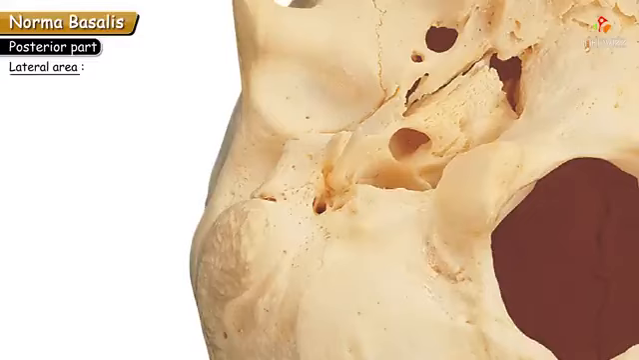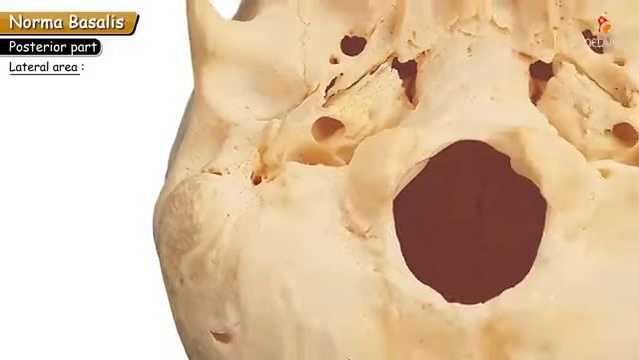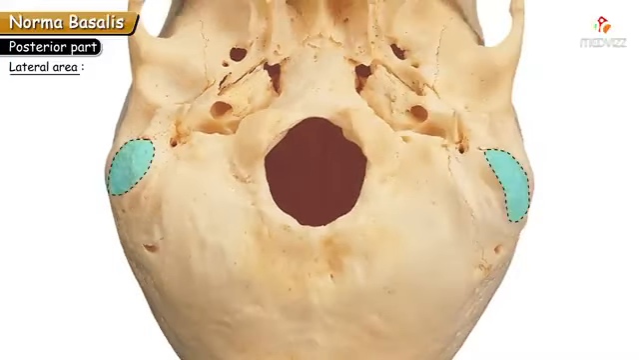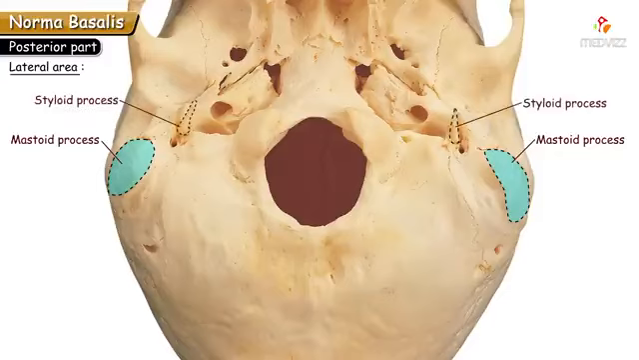The other bony prominences we can see in the posterior part include the styloid process of the temporal bone, which is seen in Norma lateralis also. It is a sharp conical projection near the tympanic part of the temporal bone. The blunt projection posterior to the external acoustic meatus, laterally on each side in Norma basalis, is the mastoid process. It is a prominent part of the temporal bone present posterolateral to the styloid process.